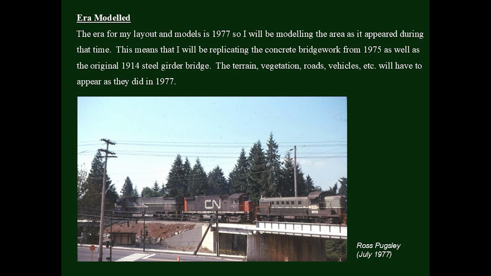As mentioned, I will be modeling the area as it appeared in 1977 to match the era of my layout and equipment. This means that I will be replicating the concrete bridge work from 1975, as well as the original 1914 steel girder bridge. The two railway bridges are going to meet the requirement for inclusion of a railroad structure. There's also the bus shelter seen below the lead engine. That is still there today, and I've already measured and photographed it for modeling. The terrain, vegetation, roads, and vehicles will have to appear as they did in 1977.